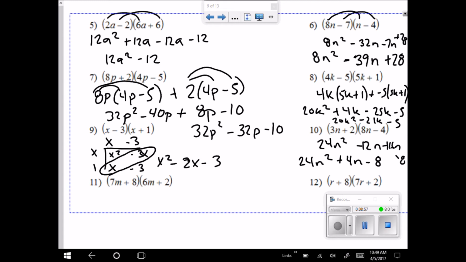Okay, so here we'll have, I might not have my pen. Oh, let me get my pen back. First would be 42m squared. Outer is going to be 14m. Inner is going to be 56m, no, 48.